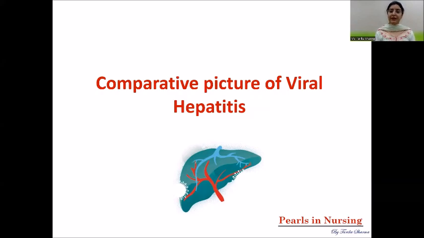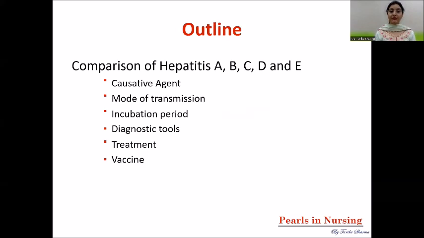हमने देखा है कि viral hepatitis जो है वो 5 तरह का होता है and how can we differentiate between each one of them? That will be covered in today's topic. So in this topic we'll be talking about comparison of hepatitis A, B, C, D and E on the basis of causative agent, mode of transmission, incubation period, diagnostic tools, treatment, as well as vaccine.